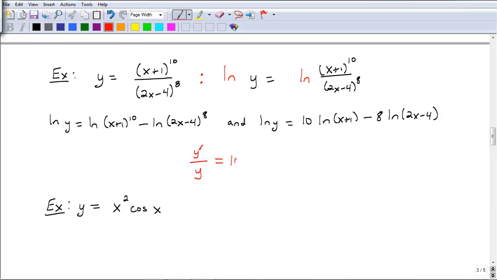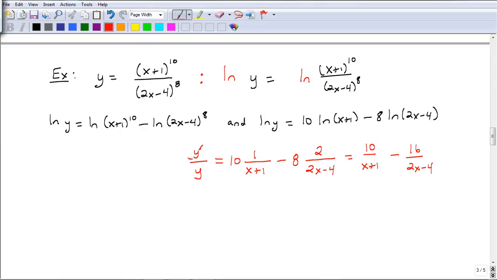10 is a constant. The derivative of the natural log of x plus 1: x plus 1 is on the bottom, and the derivative of x plus 1, which is 1, is on top. 8 is a constant. Natural log of 2x minus 4: 2x minus 4 goes on the bottom, and the derivative of 2x minus 4, which is 2, goes on top. And so I end up with y prime over y equals 10 over x plus 1 minus 16 over 2x minus 4. That's y prime over y.